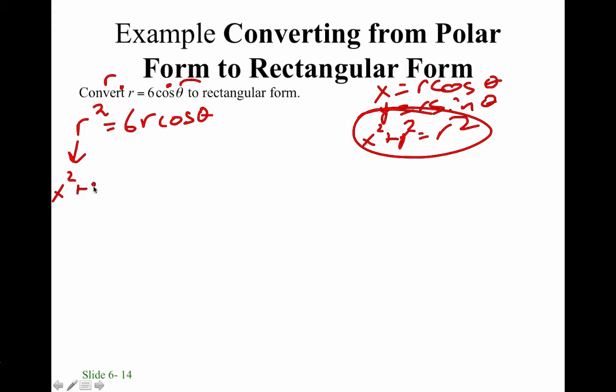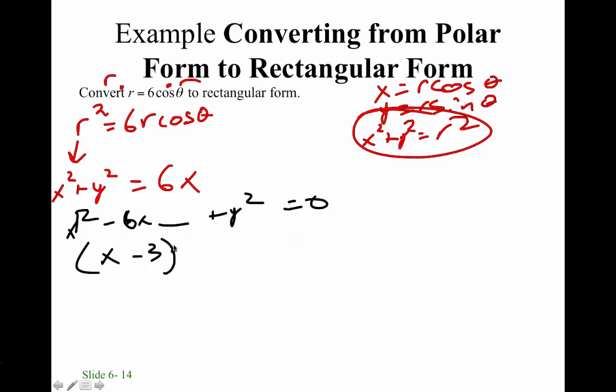x squared plus y squared equals, and then r cosine. Well, r cosine is x, so I get 6x. And now I have everything in x's and y's, and what's going to be the next step? Well, this is going to go back to the conic sections, where we bring this 6x over, x squared minus 6x plus y squared equals 0. And we're going to complete the square. Plus 9, plus 9, y squared equals 9.